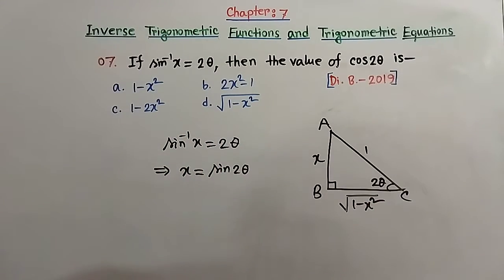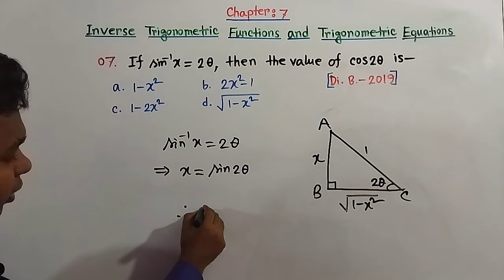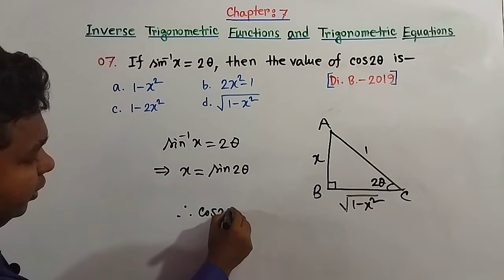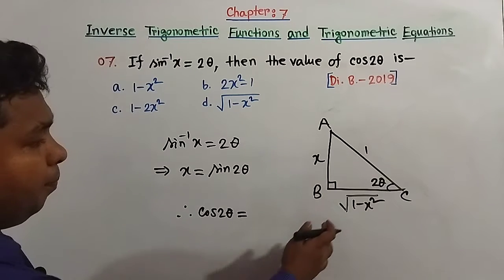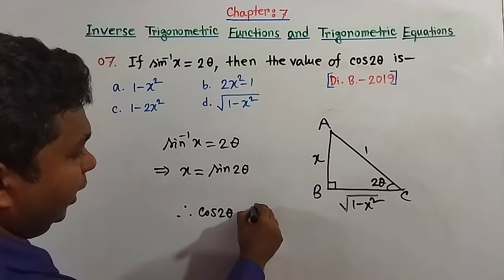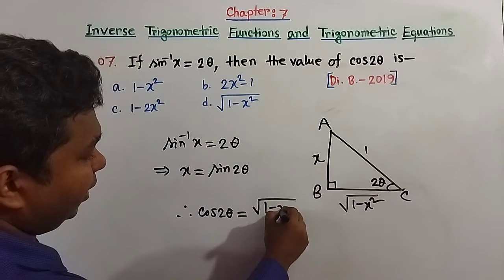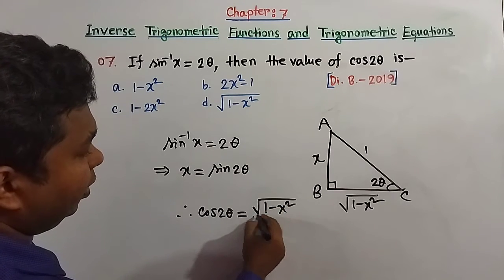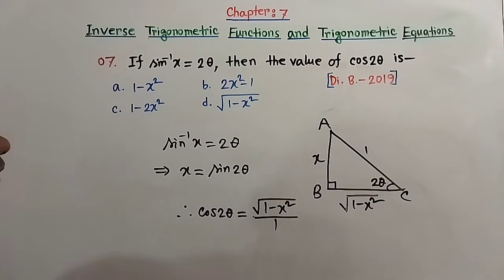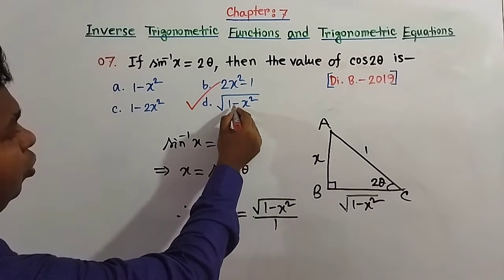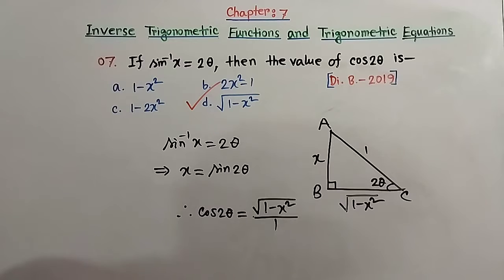Now we have to find the value of cos 2 theta. Therefore cos 2 theta equal to, we know cos theta equal to base by hypotenuse, so it will be square root of 1 minus x square divided by 1. So our required answer is option D, that is square root of 1 minus x square.